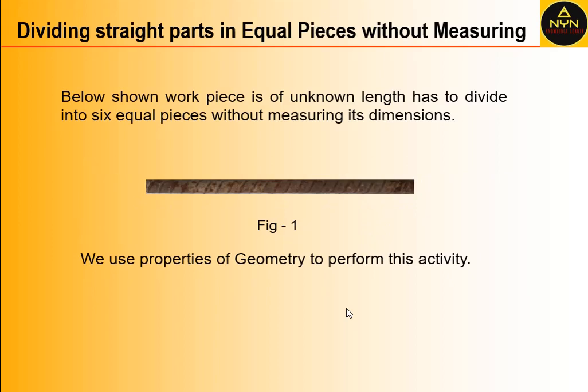To mark the equal distance on a part, we take the help of geometry that many of you have learnt in your drawing subject. Here we divide the part into 6 equal pieces without measuring its dimension. We understand this in the following 9 steps.